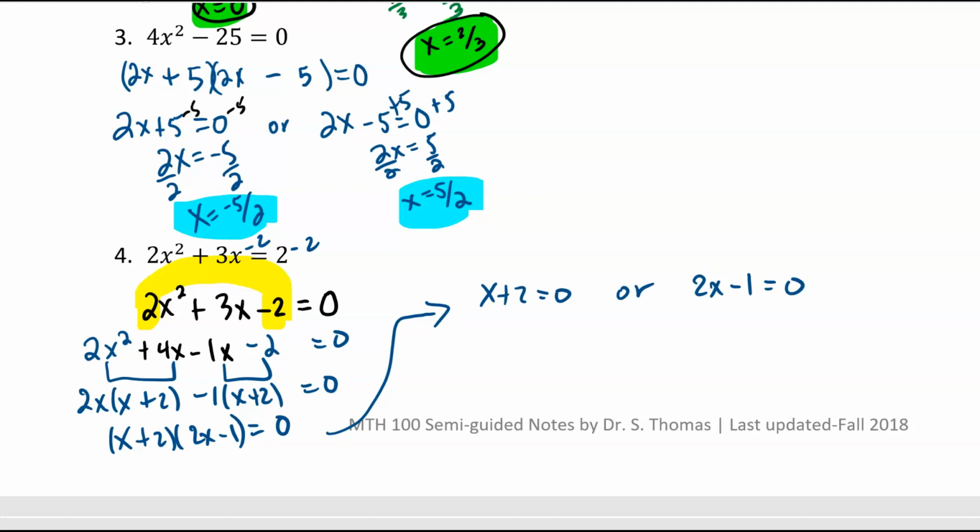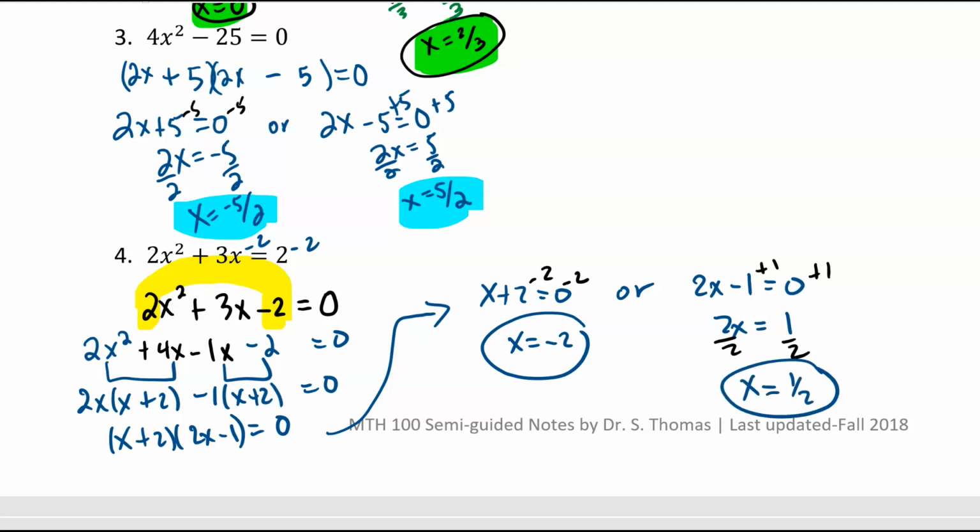On the left side, we subtract 2 from both sides to get x equals -2. And on the right side, we need to add 1 first, but we're not done because we still have 2x equals 1. We need to divide by 2 in order to get the second solution, which is x equals 1/2.